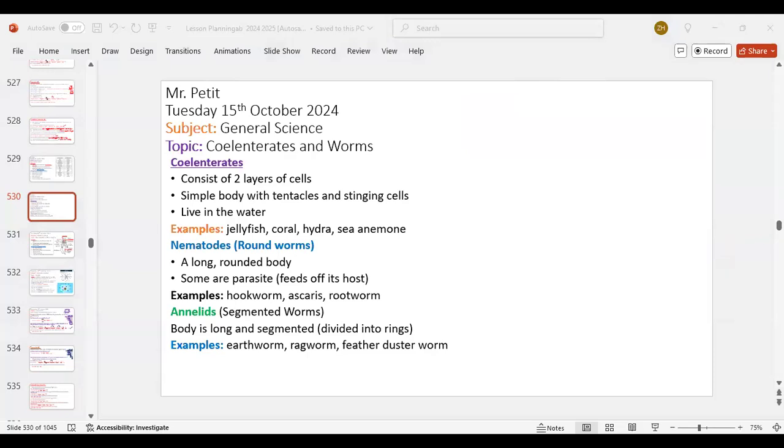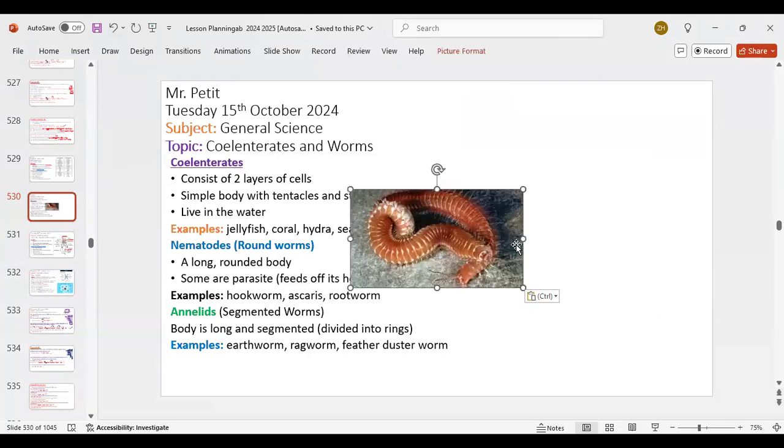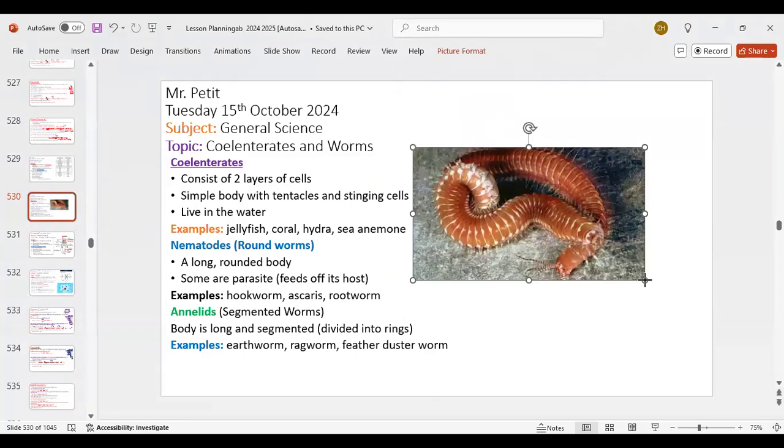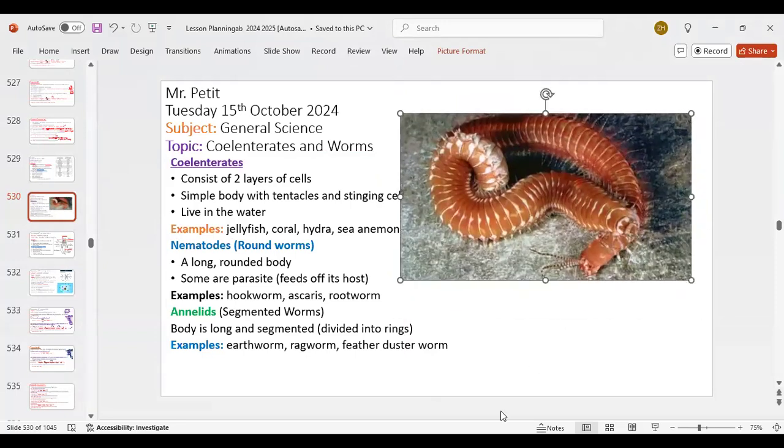Okay. If you cannot see things that don't look good, then close your eyes. Are leeches worms? I don't think so. This is a segmented worm. It looks like a centipede, right? A leech is a parasite, by the way.